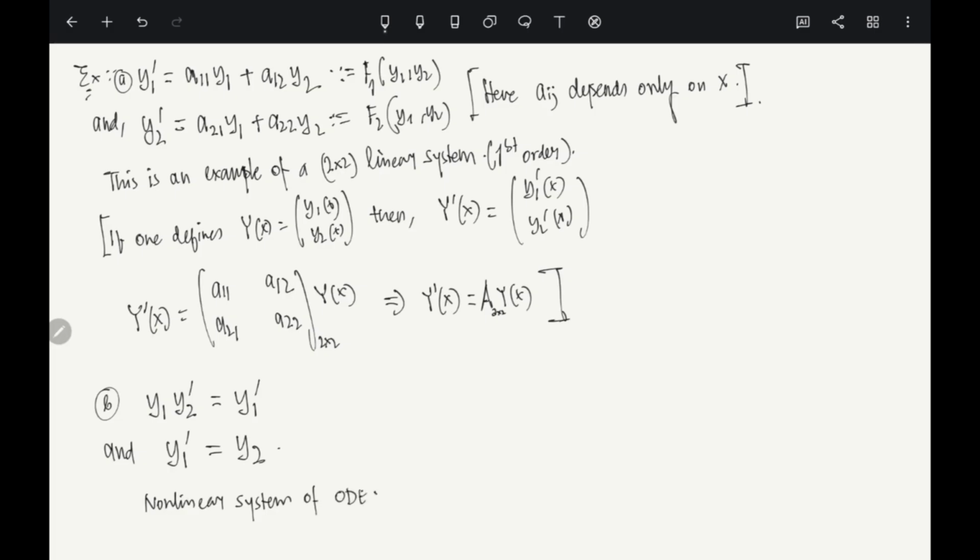Okay, this is a nonlinear system of ODE. This is how we define it here, because as I told you, the derivatives, whether it is a system or just an equation, have to be independent of the unknown functions or their derivatives. Here y2 prime contains y1. If there was no y1, so that y2 prime is y1 prime and y1 prime is y2, then you have a linear system.